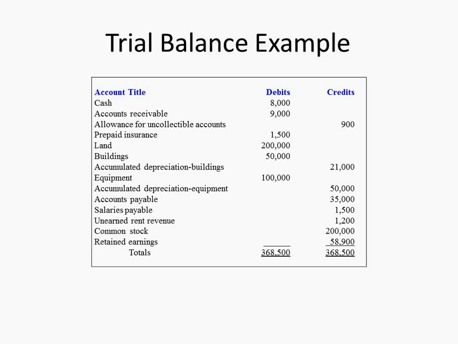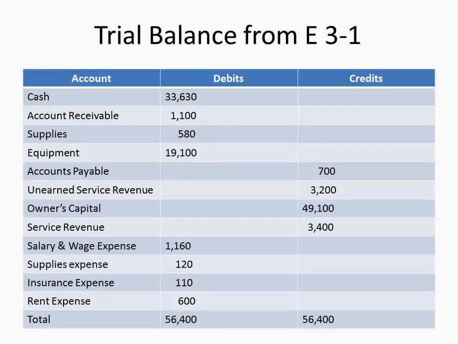Right, but it's not a post-closing trial balance. It should include revenues and expenses. So it is not going to look just like this. It will have revenues and expenses incorporated into your trial balance, okay? So again, now we made our general journal entries, we posted them to our ledger, and then we made a trial balance.